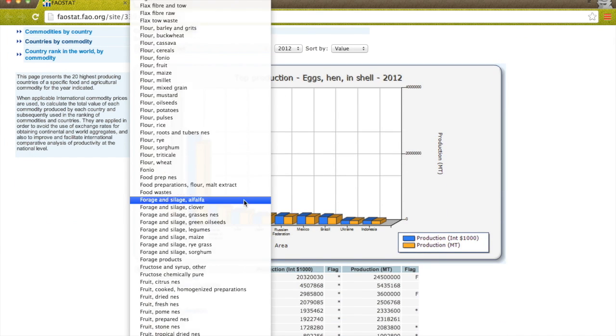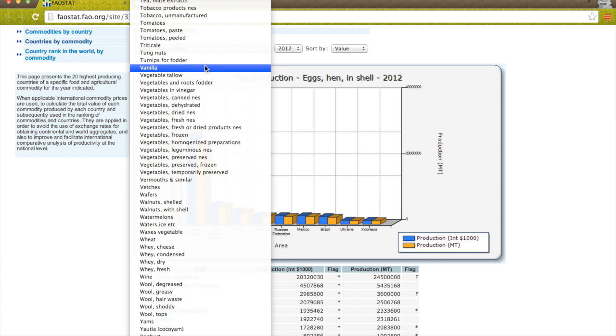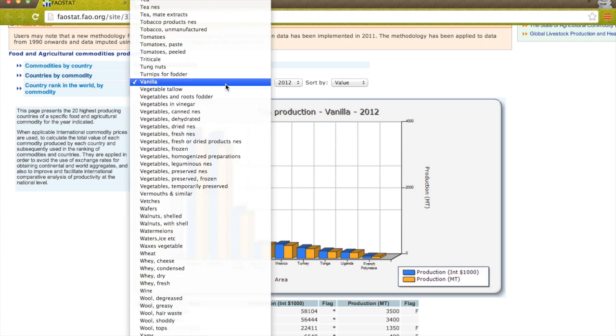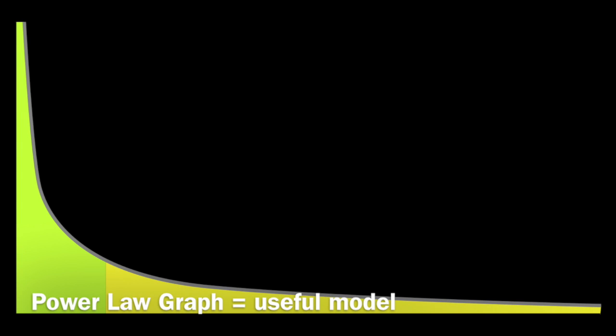So what this means is that if in 2012 you're holding an egg in your hand anywhere in the world, it probably came from China. Same thing for vanilla from Madagascar or one of the other countries listed there. So the takeaway is that in some sample cases, the power law graph may be a useful model.